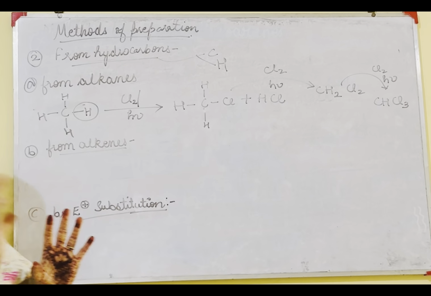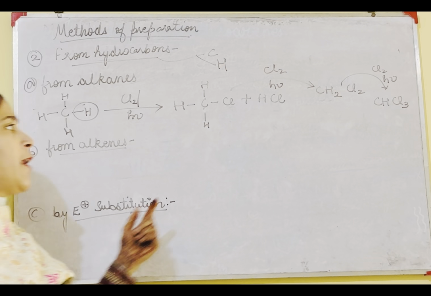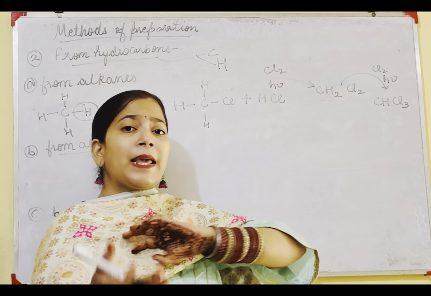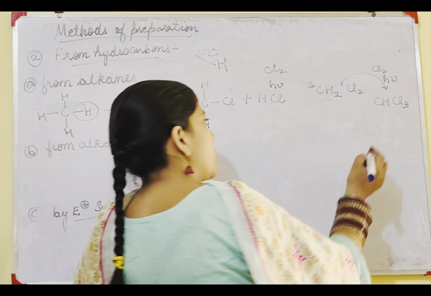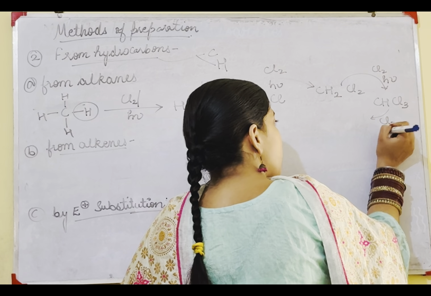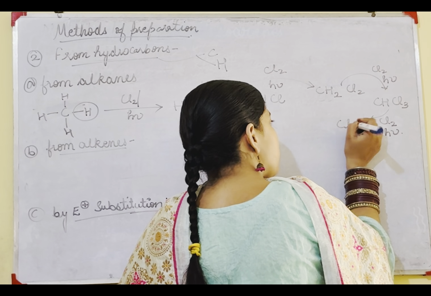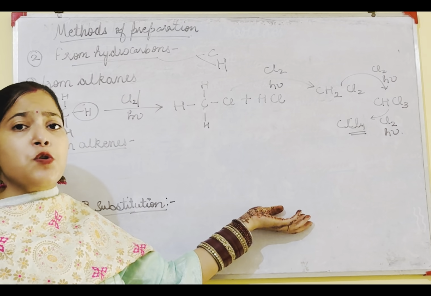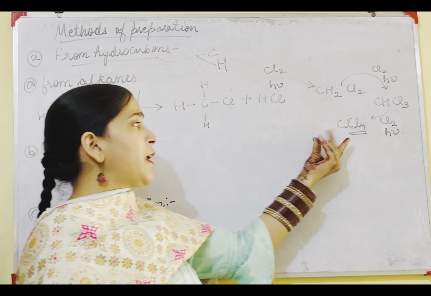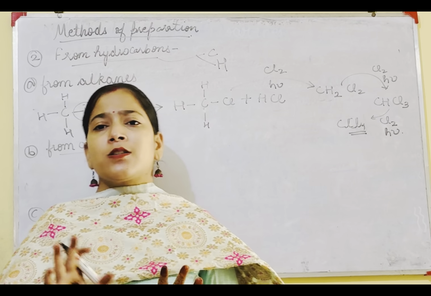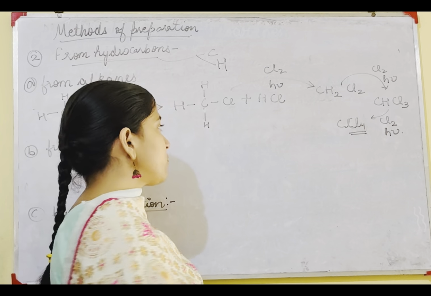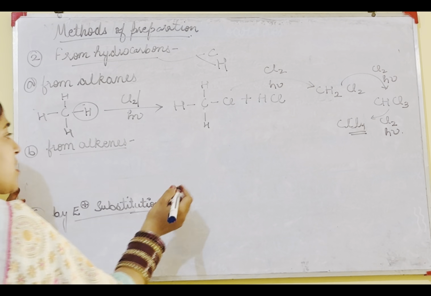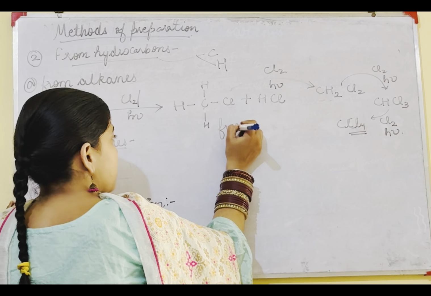The number of halogens will increase along with the decrease in the number of hydrogens, because these hydrogens are replaced by chlorine. So further if it reacts with Cl2 in the presence of light, it will form CCl4. After this it will not react because there is no hydrogen and carbon has already made its 4 bonds with the chlorine. Now this is the general method. This method is done by the free radical mechanism.